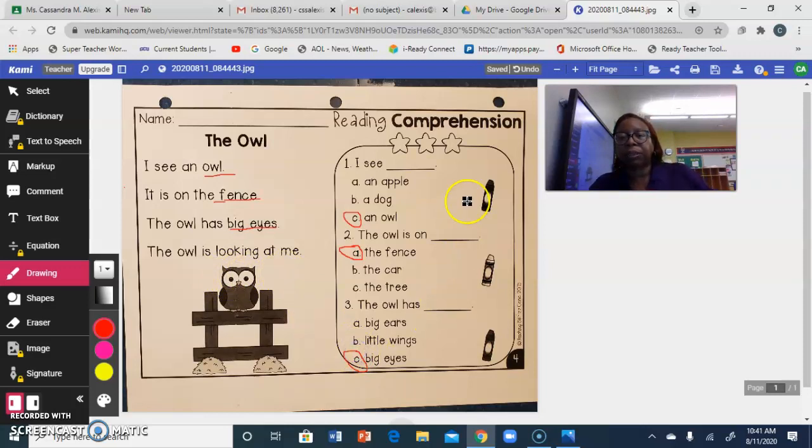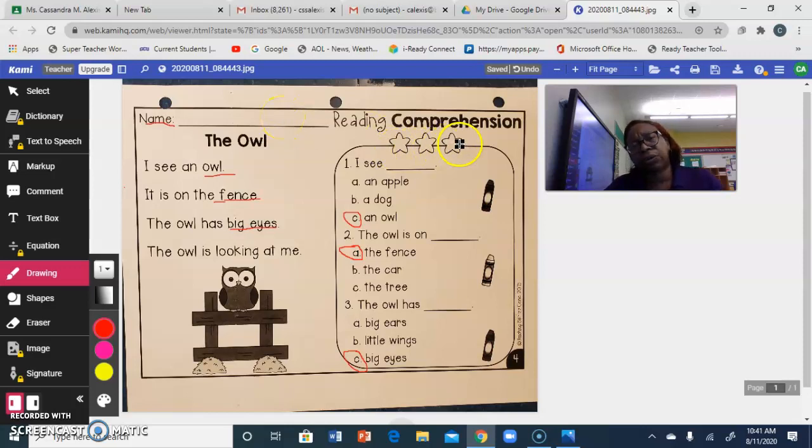And this is our comprehension sheet for today. Remember, put your name up top. Put your name right here. Make sure you put your name so I'll know who it's for when you send it to me so that you can get credit for doing your work.